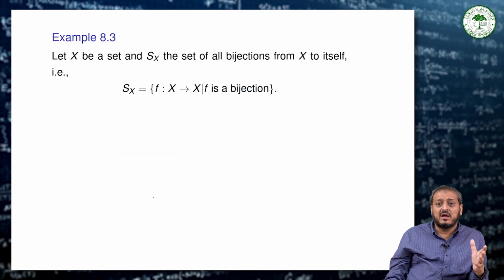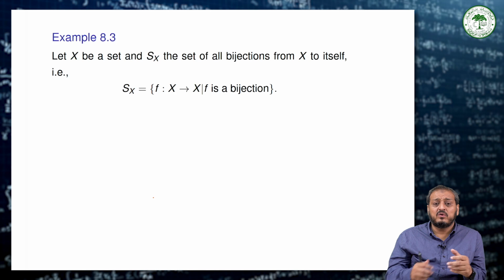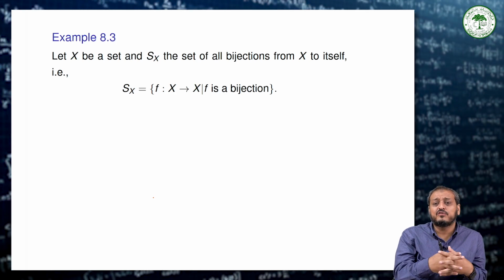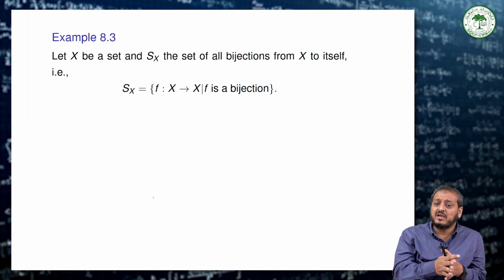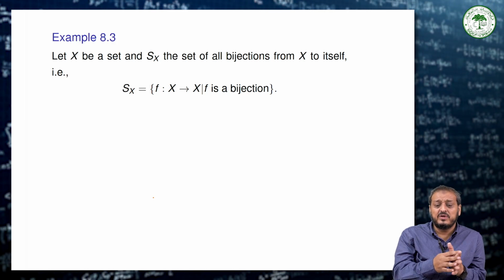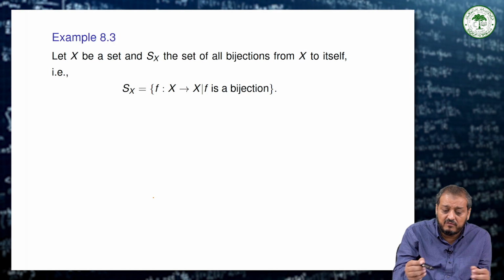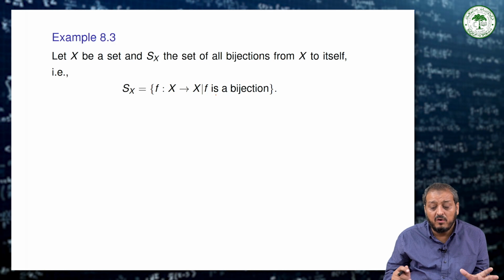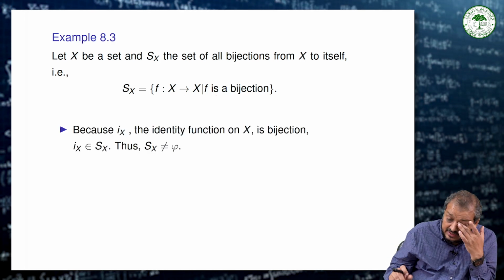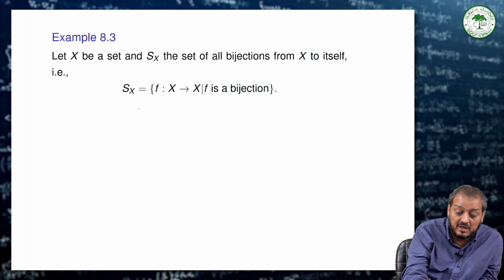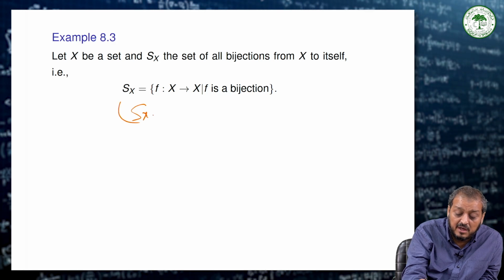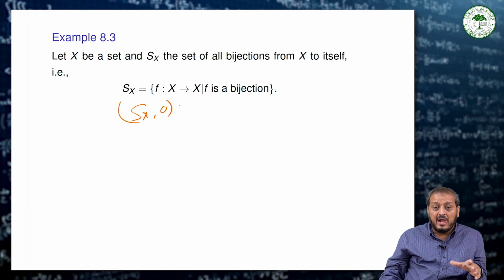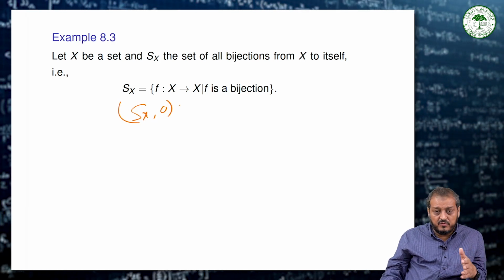One more example we have to try. Let X be any set and S of X be the set of bijections from X to itself. So we say that S of X is the set of all f, where f is a bijection. Now we have to show that this S of X under the binary operation composition of functions is a group.